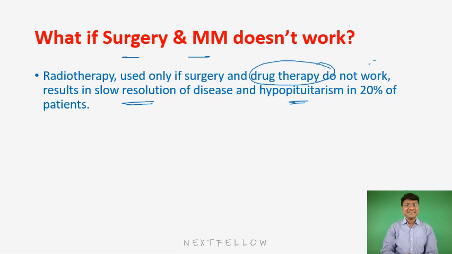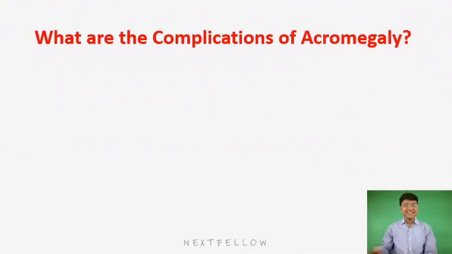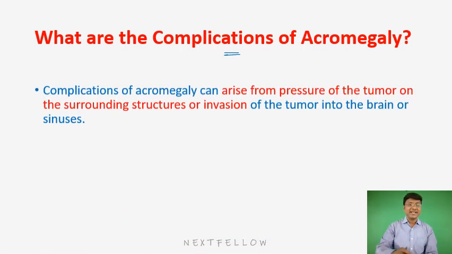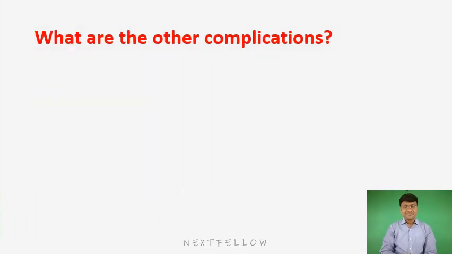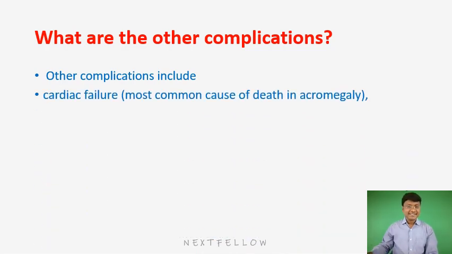And finally, what are the complications of acromegaly? Complications of acromegaly include compression of the surrounding structures by the tumor. That includes visual abnormalities in the form of bitemporal hemianopia. Then there can be development of congestive cardiac failure, and this is the most common cause of death as well. Other complications are diabetes mellitus and then cord compression.